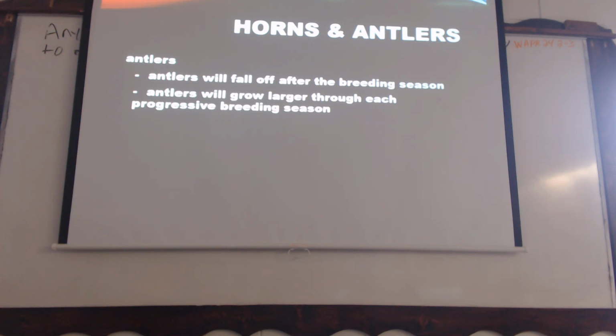Oh, antlers will fall off after the breeding season. They'll grow larger through each progressive breeding season. So yeah, the older, more mature bucks in a population will have the largest antler set. And it also has to do with genetics. Genetics are a big thing to do with that. But as a common rule, the older deer have the largest racks.